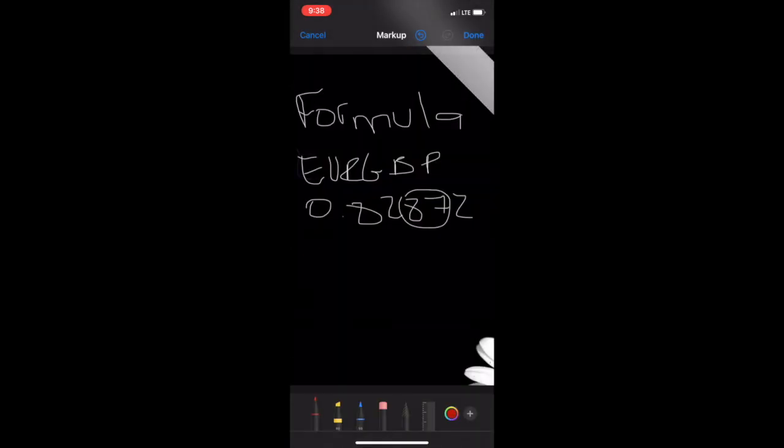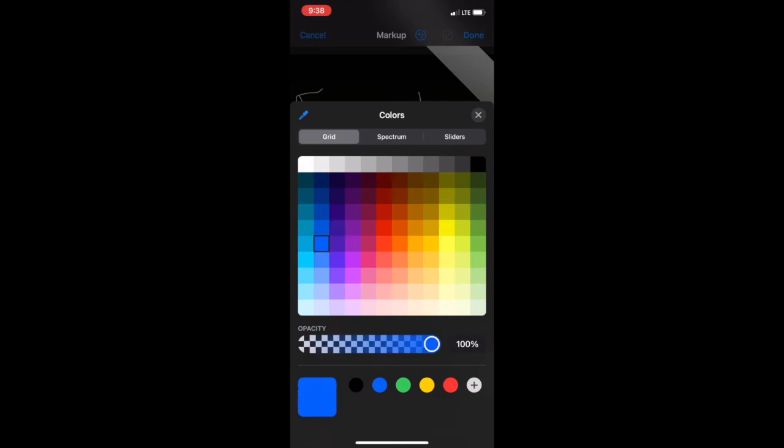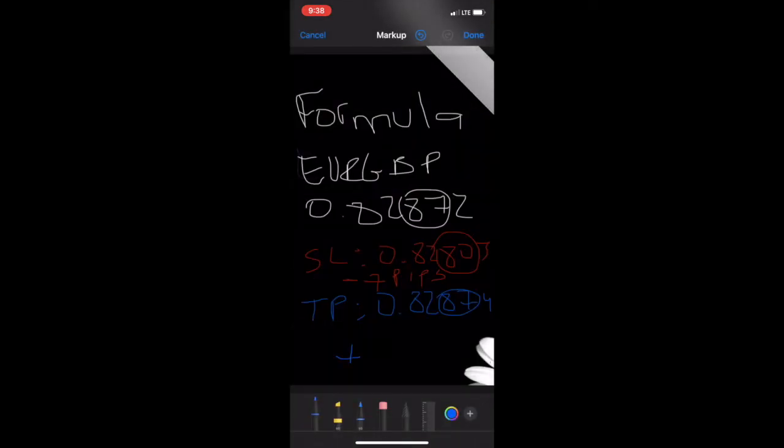Let's say Euro GBP. Again, our entry is at 82.87. Our stop loss is at 82.80. And our take profit is at 82.99. Sorry, I'm going to change that later, but it's at 82.99. So the distance between the entry and the stop loss is minus 7 pips. So that means if we lose, we're going to lose 7 pips.